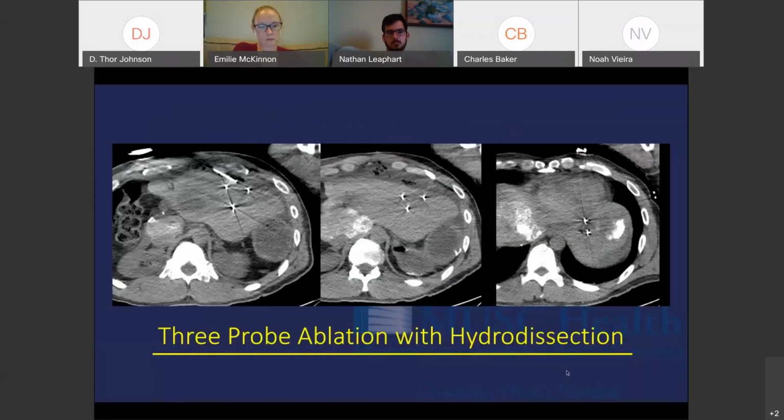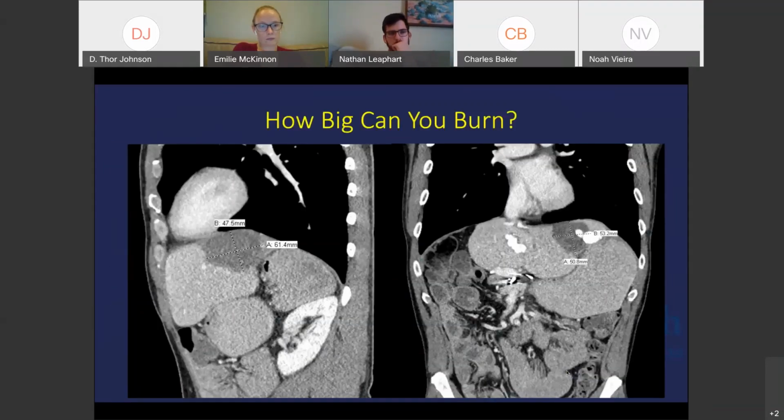And so what I did do is put 3 ablation probes into this thing. And you can see this is the CT scan. And I hydrodissected his liver away from the chest wall to make sure that I didn't do anything bad to any of the surrounding structures. And that's, the picture on the left is immediately following our ablation. And that's him 6 months later. And so you can see we completely killed that tumor. His symptoms went away and it's shrinking away.